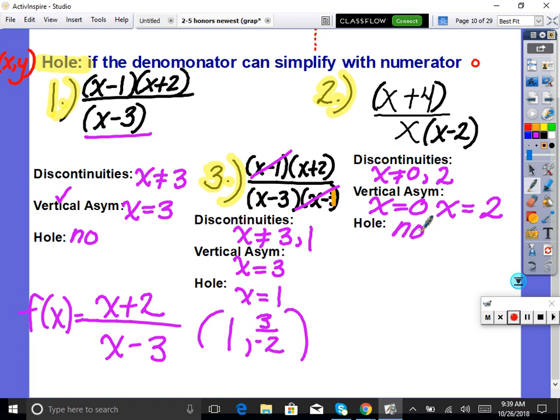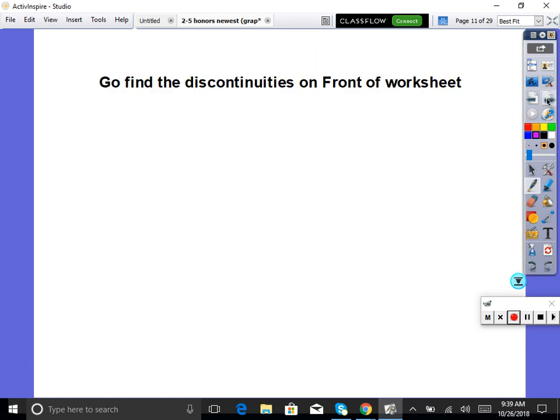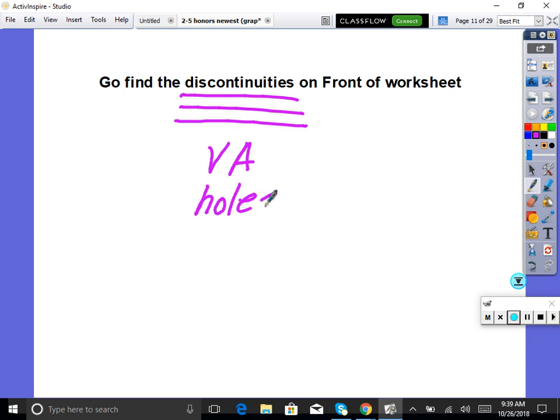So you have to go through your worksheet right now, factor, and then go through and answer your discontinuities. Only answering discontinuities right now, which are vertical asymptotes and holes. Those are discontinuities. Answer those right now before we move on to horizontal. Ready, go. So let's move on.